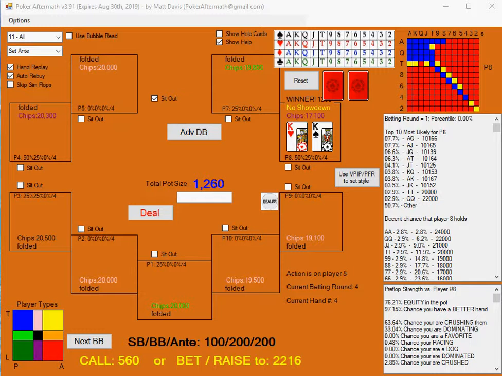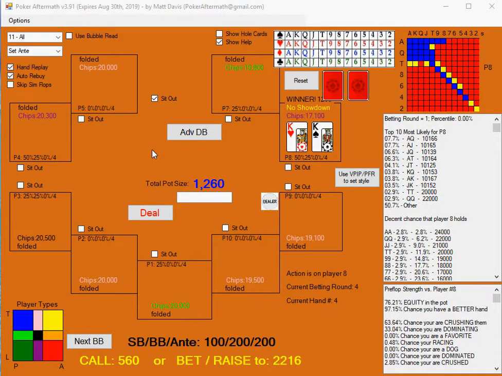Alright, so what I want to show you today is how the expected value feature of the What If button works. I'm going to show you that by replaying a couple hands that I played in the World Series of Poker in the summer of 2019. So let's go ahead and jump into that.